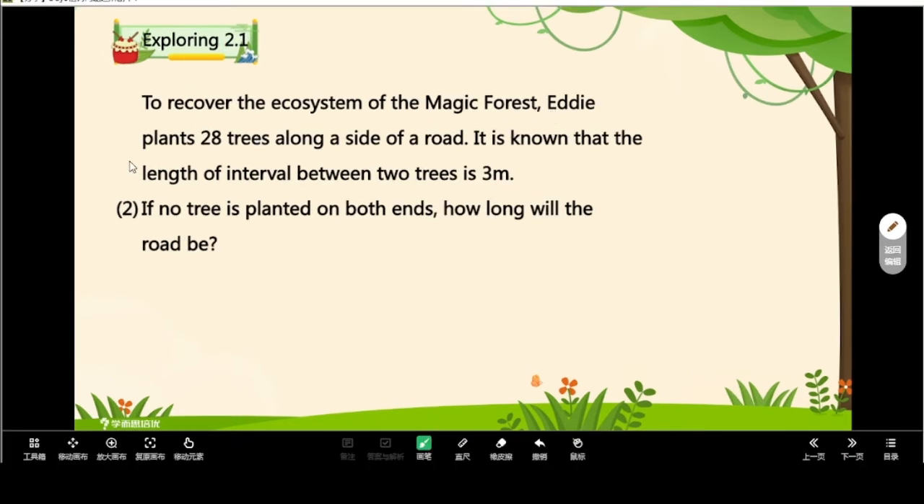We know Eddie plants 28 trees along a side of the road again, and the length of the interval between two trees is 3 meters. If no tree is planted on both ends, how long will the road be? What is this question asking about? Yes, it is asking about the length of the road. So how can we do it?